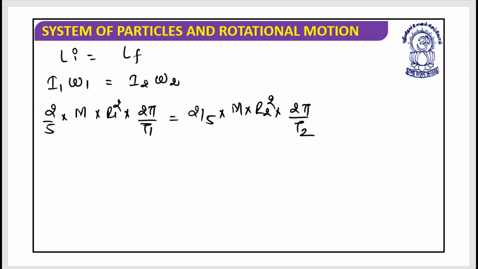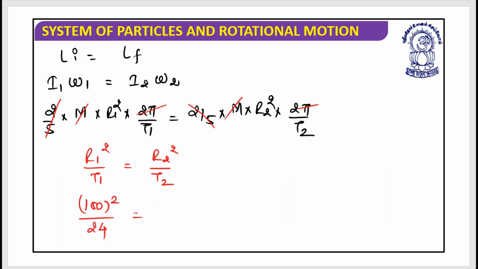So let's just solve this. 2 by 5 has cancelled, m has cancelled, 2 pi has cancelled. So I have been left with r1 square by t1, which is equal to r2 square by t2. Initially the radius was 100 and the time period is 24 hours. Now it has been reduced by 25 percent, so the new radius will be 75, and 75 square divided by t2. Is it clear?